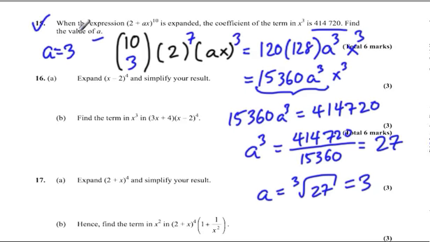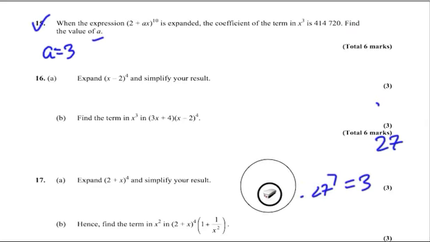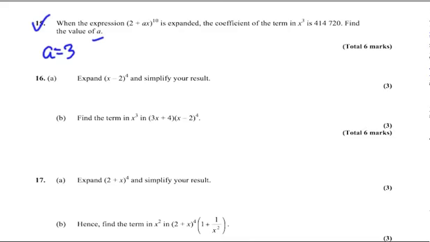So the answer for this one is simply a equals 3. Okay, so we're done with 15. I just need to erase this because I need room for the other questions, but you can always scroll back and see how I did this problem. So in this case, a is equal to 3. Okay, so number 16. Expand (x minus 2) to the power of 4 and simplify your result.